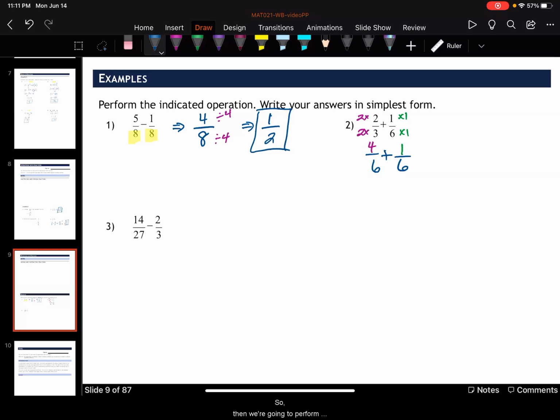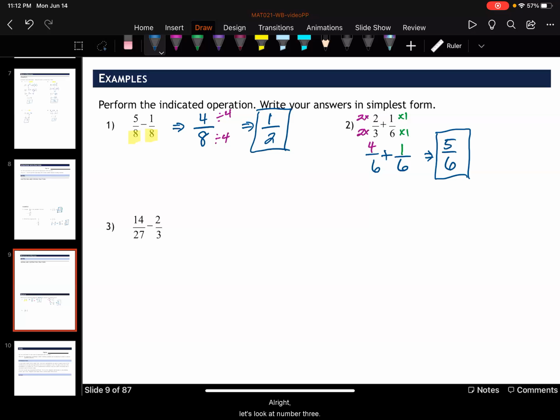So then we're going to perform operations, remember, only to the numerators. So 4 plus 1 is 5. And we keep our denominator of 6. So our answer for number 2 is 5 over 6, because we can't simplify that. Nothing goes into both 5 and 6.